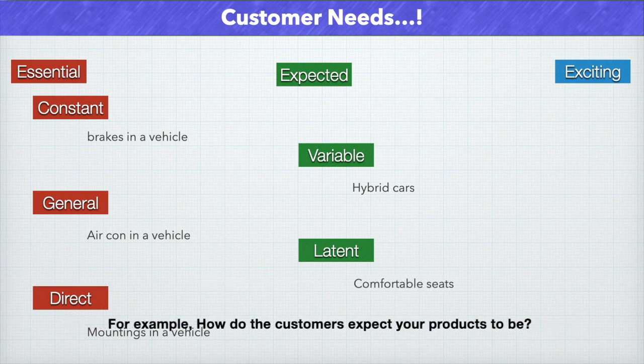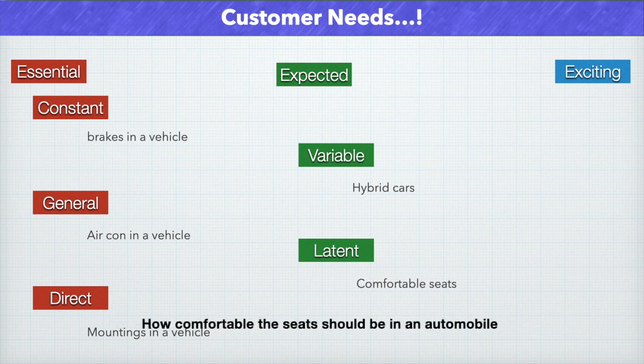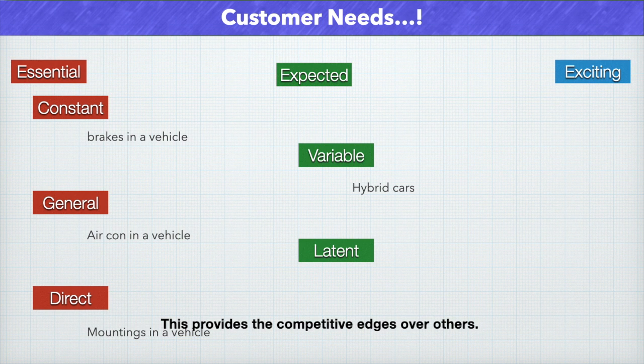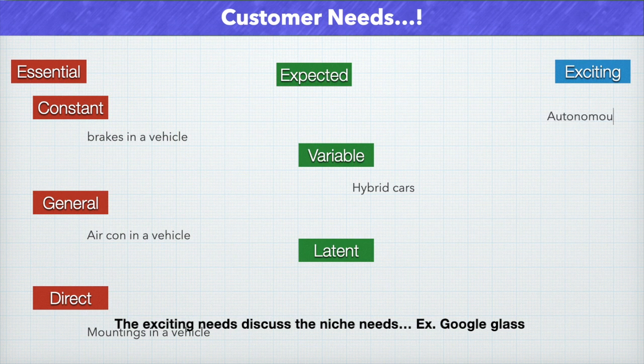For example, how do the customers expect your product to be? How comfortable the seats should be in an automobile? This provides a competitive edge over others. Lastly, the exciting needs. The exciting needs discuss the niche needs, for example, the Google Glass.